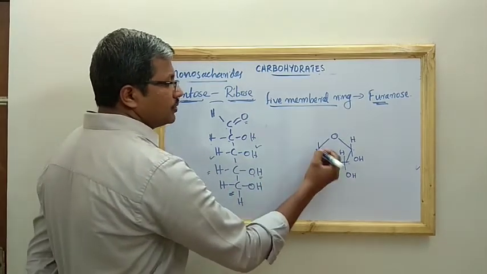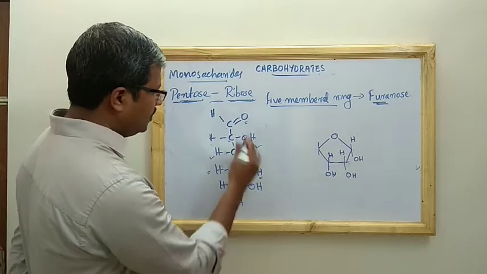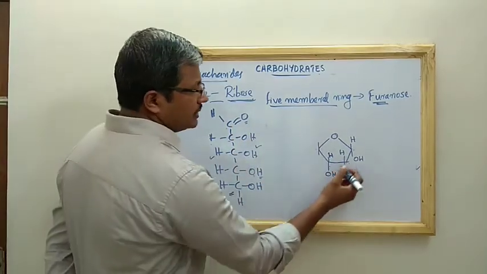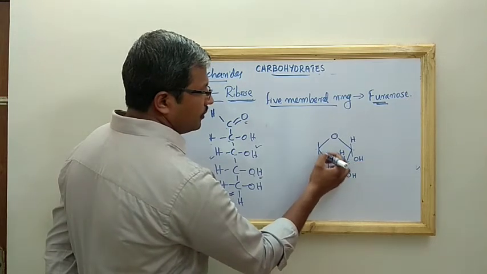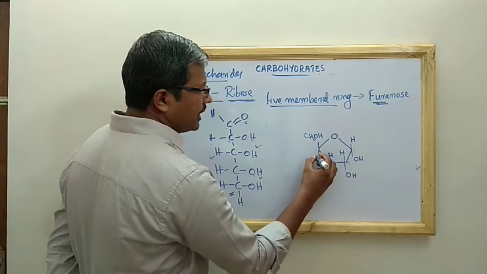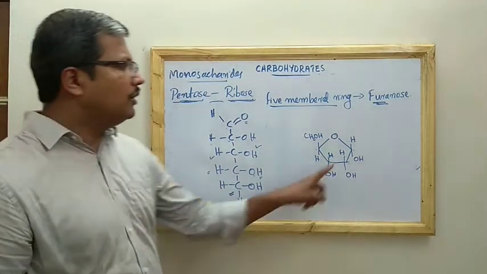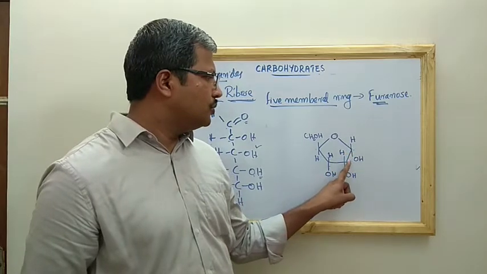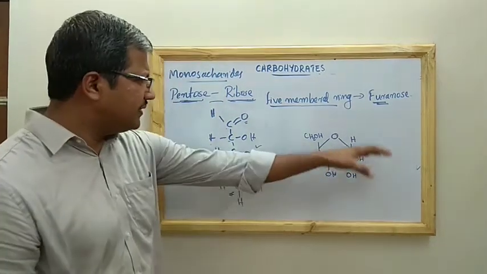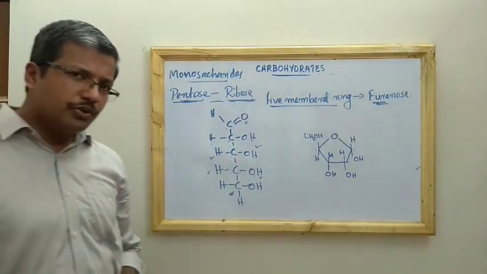So CH2, no. First one. 1, 2, 3, 4, 5. Okay, so CH2OH will be there on the top and H will be down. So 1, 2, 3, 4, 5 carbons. So this is the furanose ring structure of this particular ribose sugar.